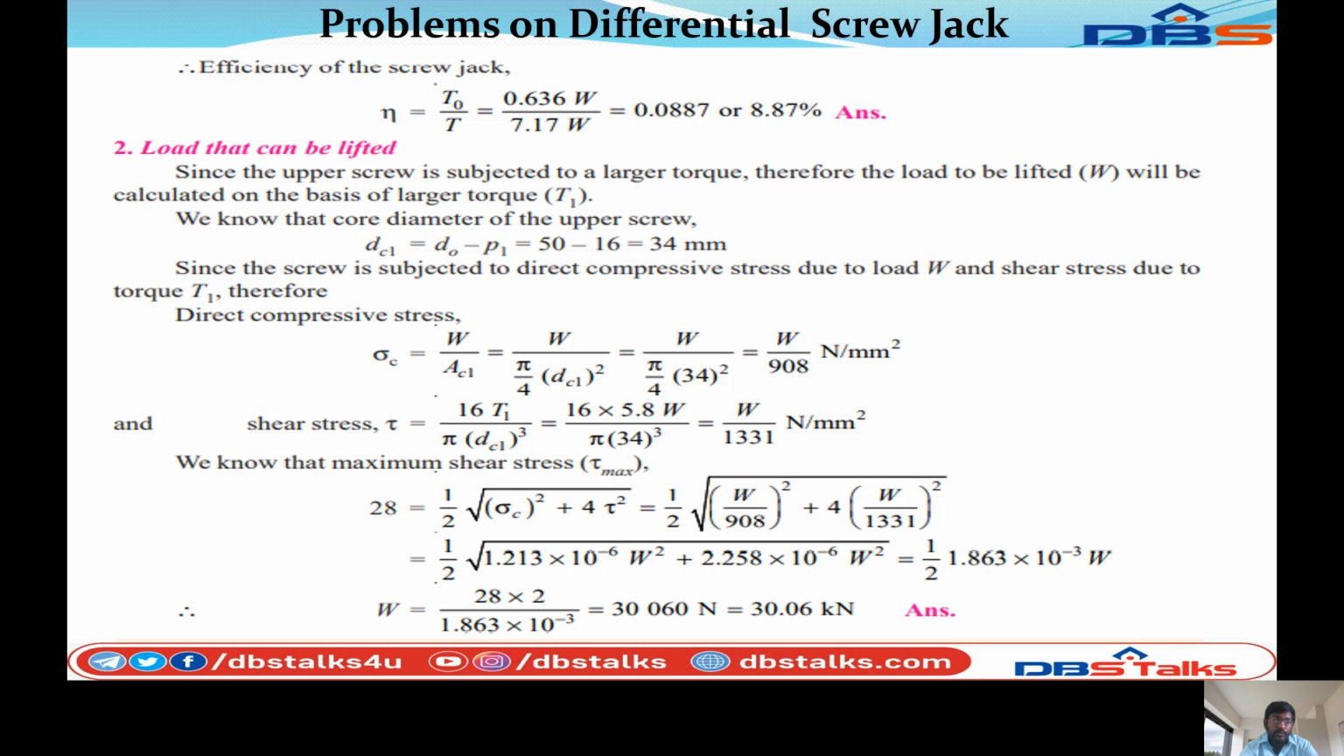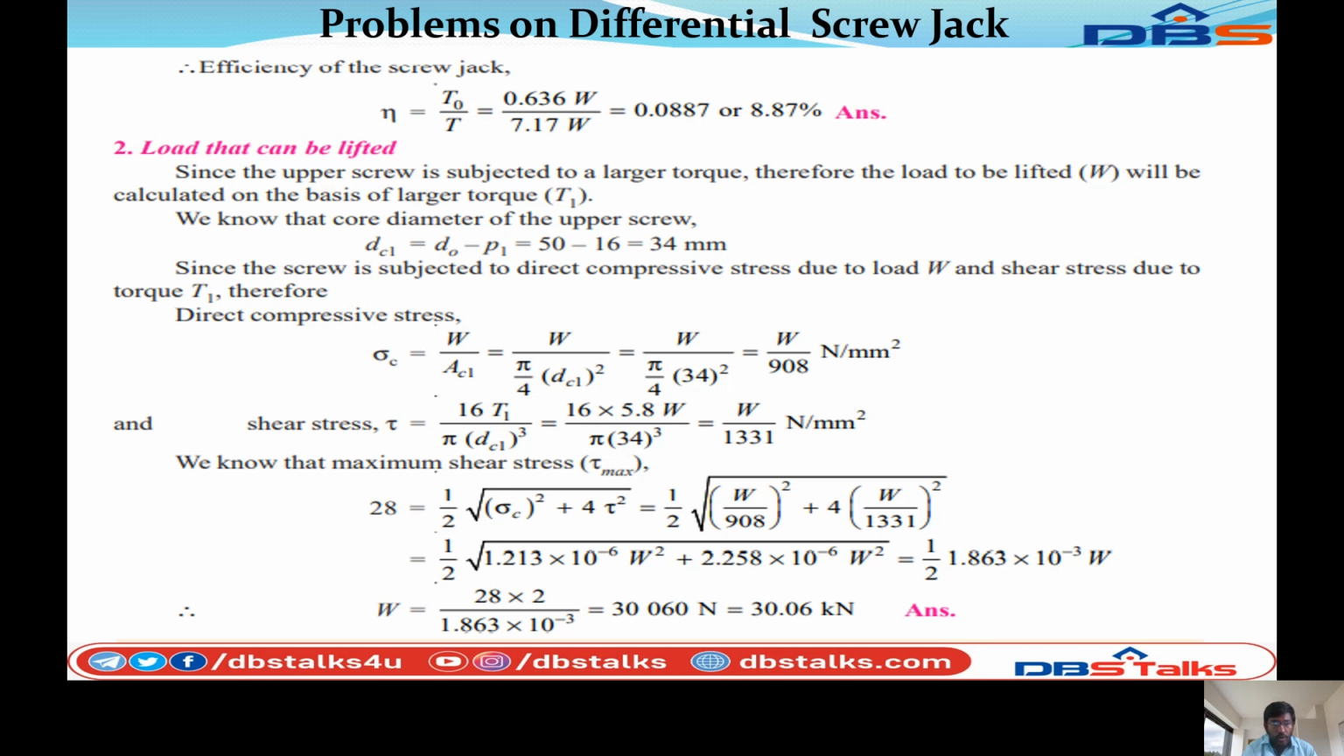Therefore, finally you can calculate the efficiency of this screw jack. Efficiency eta is equal to T naught by T, that equals 0.67636 into W by 7.17 W. So the W cancels in numerator and denominator. So efficiency eta is equal to 0.0887, or 8.87%.